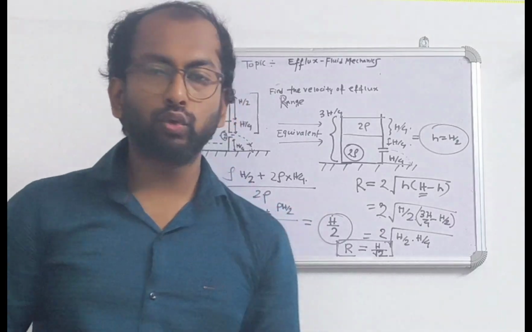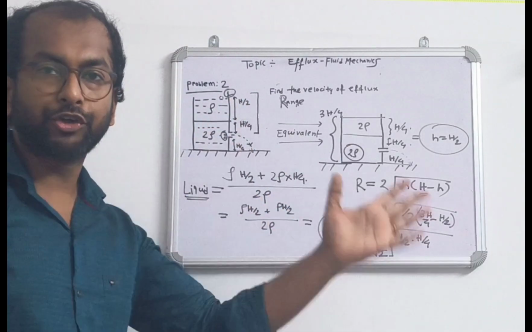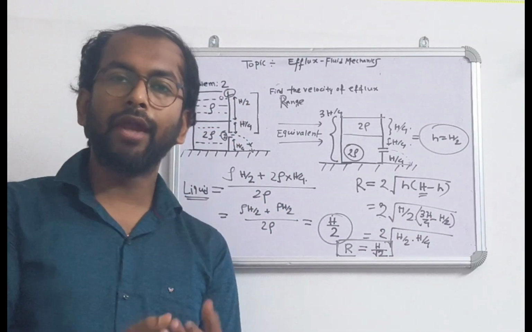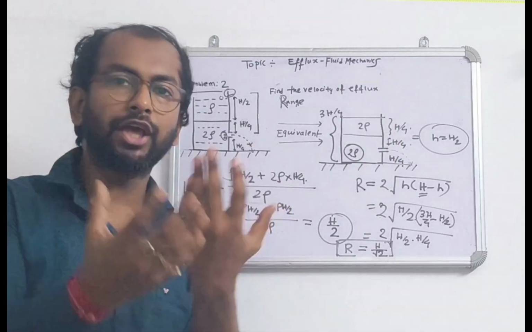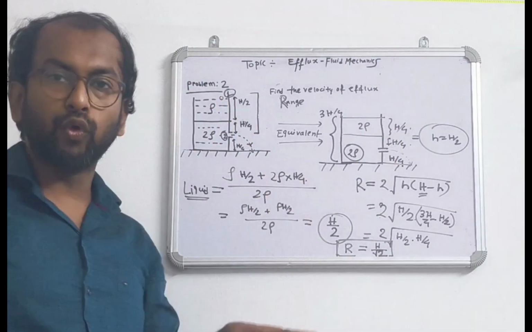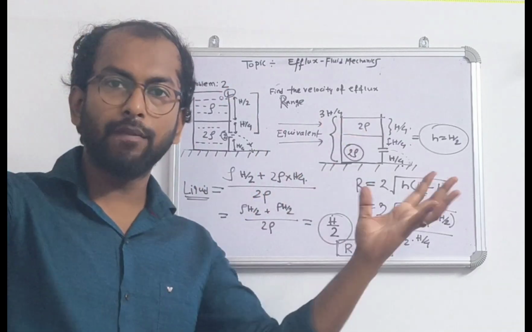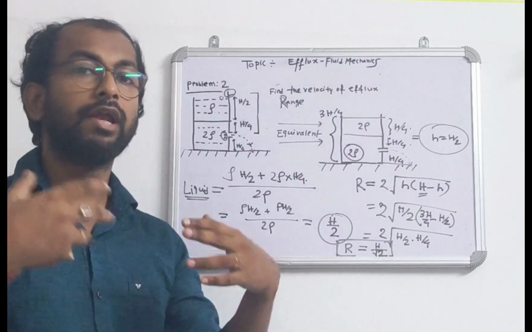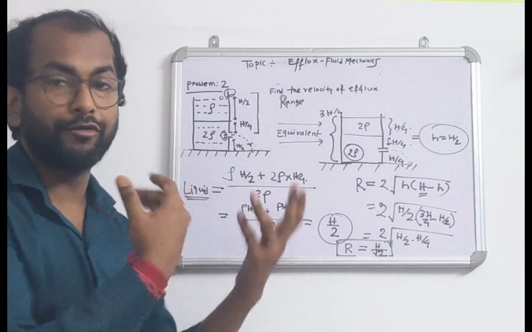I hope you have understood the equivalent column conversion concept. We'll again discuss the same concept in the next problem. We'll keep rho, 2 rho, 3 rho, 4 rho, this kind of arrangement, and then we'll solve the problem. That will help you to understand this concept in a more effective way.